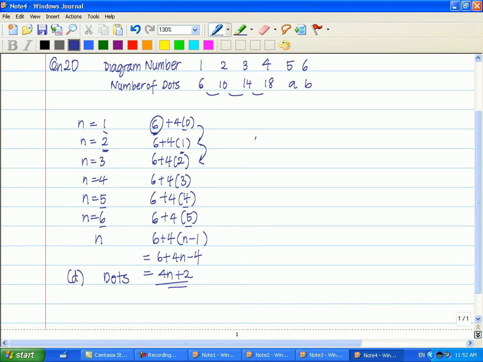Next, in part E, they asked us to find the value of n, the diagram number, given 106 dots. So in this case, they tell us that the number of dots is 106. Hence, I should use my previous formula. I have 106 equals my number, 4n plus 2. Then I can find my n very easily. Can you complete this on your own?